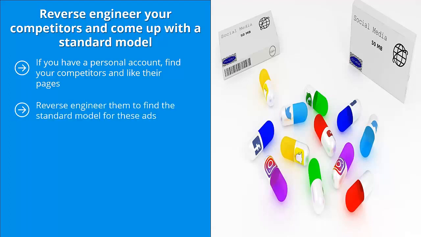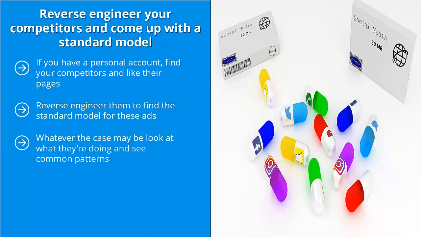Reverse engineer them to find the standard model for these ads. In other words, go through as many of these ads as possible and get a clear understanding of what kind of pictures, headlines, and text they use. Also, if they are mostly promoting posts, pay attention to that. Whatever the case may be, look at what they're doing and see common patterns. Focus on the most commonly used strategies because this gives you the industry standard model.